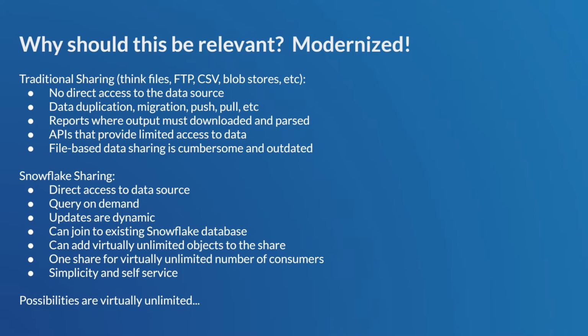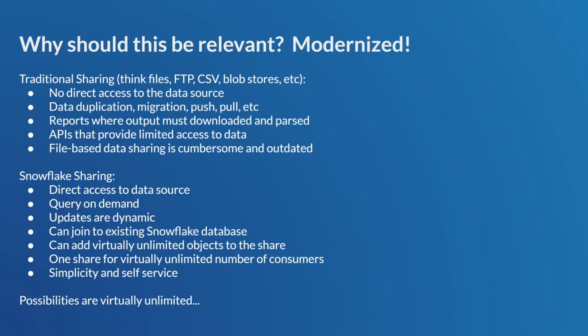But let's go through some of the bad things. One of the bad things about traditional data sharing is no direct access to the data source. You're only pushing and pulling what you have access to, which could be an update, or it could be the entire system every single time in a file format. That brings us data duplication, migration, push, pull, all those mechanisms where we have to do all this work ourselves. There are numerous places for errors to happen. And again, we're doing all the data manipulation ourselves.